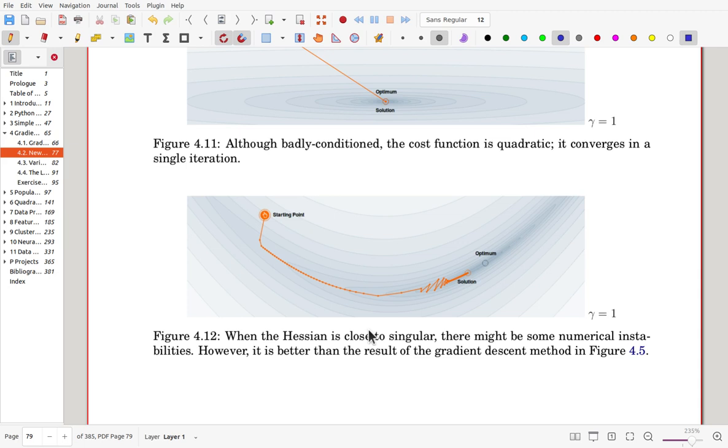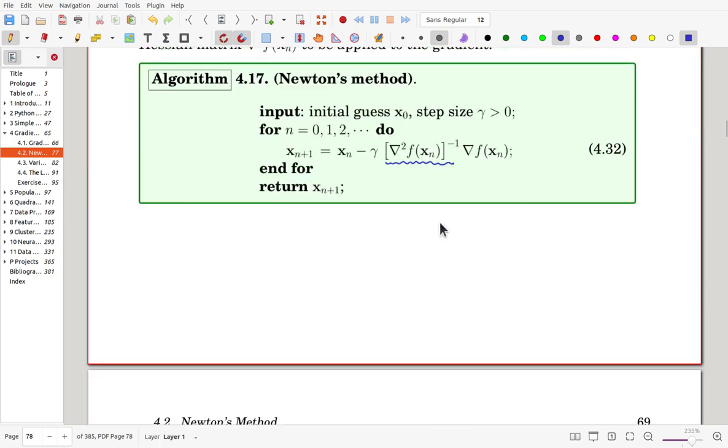The thing is, once the dimension D is very large, the Hessian is a D by D matrix, so the computation of this Hessian is not trivial, and the computation of this inverse is also expensive. The number of iterations is smaller than the gradient method. However, Newton's method can be much more expensive when this portion is expensive.